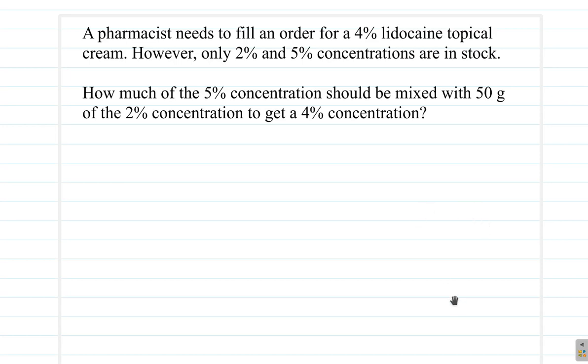A pharmacist needs to fill an order for a 4% lidocaine topical cream. However, only 2% and 5% concentrations are in stock. How much of the 5% concentration should be mixed with 50 grams of the 2% concentration to get a 4% concentration? I want you to pause the video, work this out, and then watch the rest of the video.